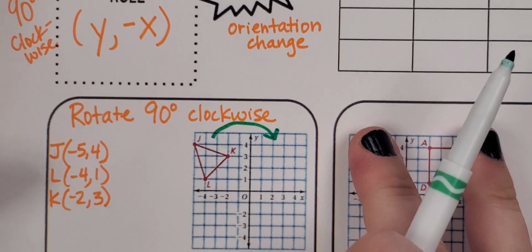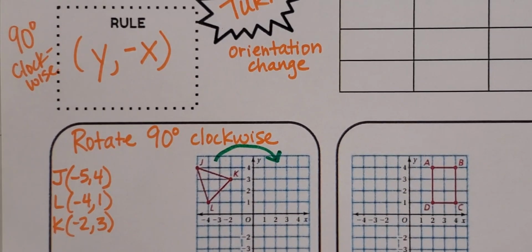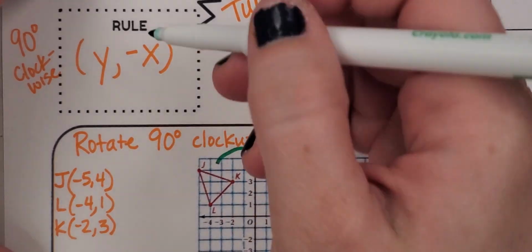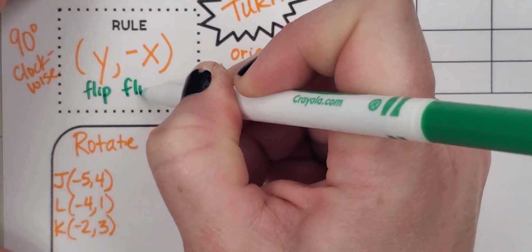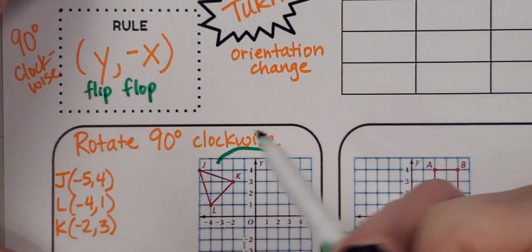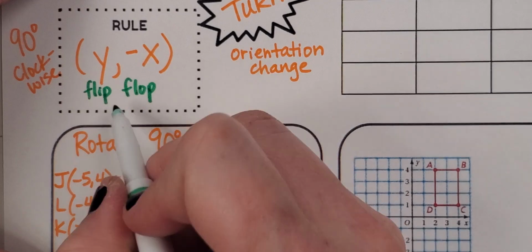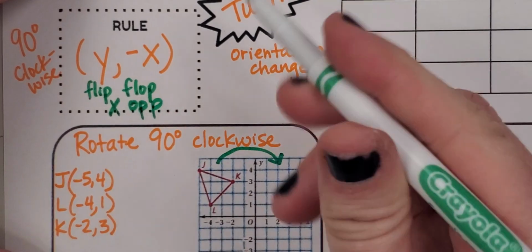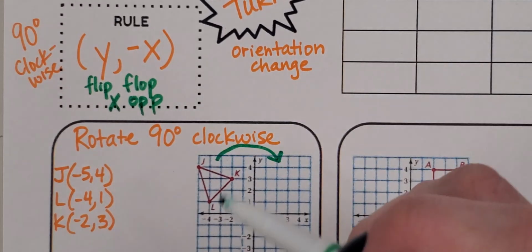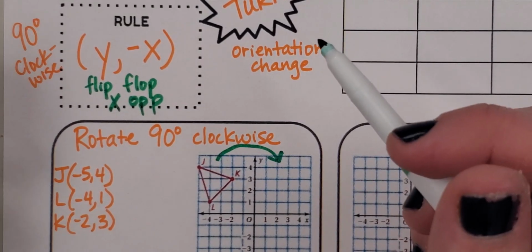So using my rule, the way that we talk about this in class, I give it a random phrase so you can kind of remember it. We're going to flip-flop the variables, because normally it's an XY pair. So we're going to reverse the numbers around, so flip-flop them. And then we're going to change the X to its opposite. So in class, I might say flip-flop X op, and that's just a way to remember that rule.